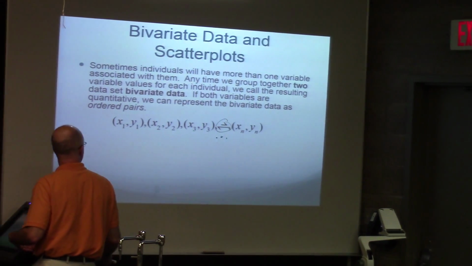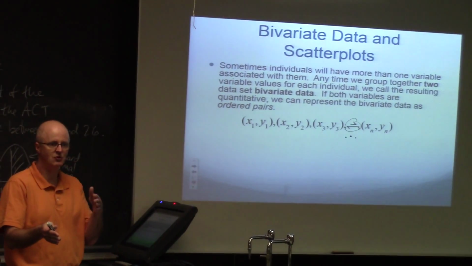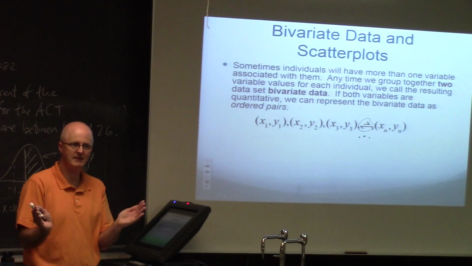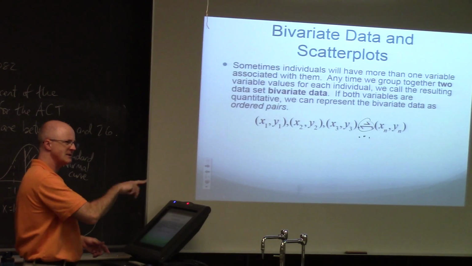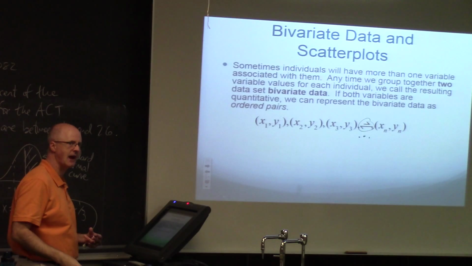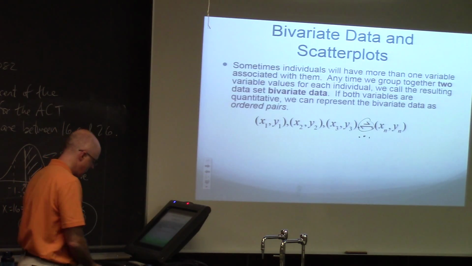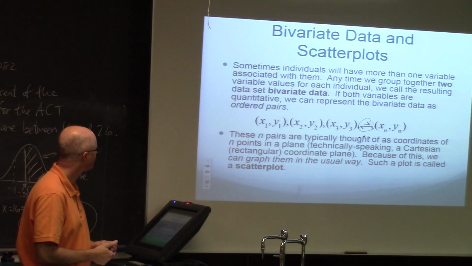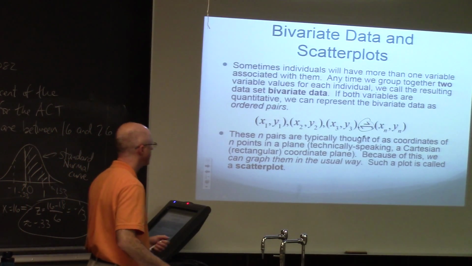Those are ordered pairs. X1 comma Y1. Maybe the first number is 120, the second number is 105. Put a comma between them, put them in parentheses, etc. What do you think of when you see those ordered pairs? Do you have anything that you imagine in your mind's eye right away? Graph. You should imagine graphs. These are points. More technically, they're Cartesian coordinates for points. These n pairs are typically thought of as coordinates for n points in the plane.